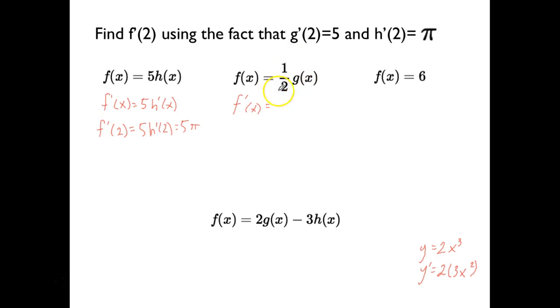Your coefficient stays. Take the derivative of g. Well, that's simple. g prime. Nothing difficult about that. So let's find f prime of 2. It's going to be a half times g prime of 2, and a half times g prime of 2 is 5, which is going to be 5 over 2.